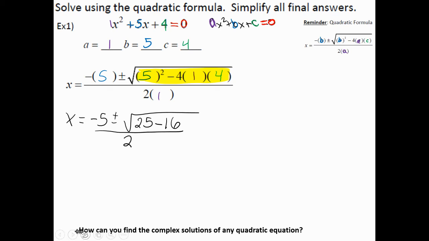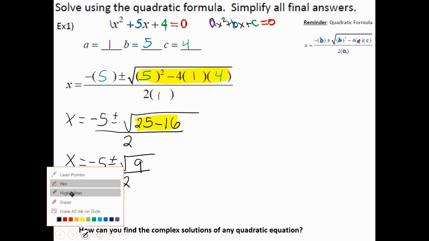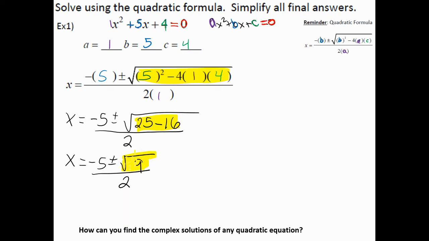All right, now we're still going to simplify in the square root. That square root is 25 minus 16, so that is going to be a 9 over 2. And since 9 is a perfect square, we can actually take the square root of 9. We know that the square root of 9 is just 3. So I'm going to write it here: x equals negative 5 plus or minus 3 over 2. Remember, the square root of 9 is just 3 because 3 times 3 is 9. So do not put a square root here. Some people make that mistake.